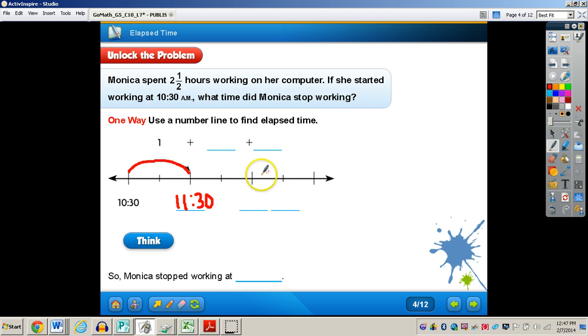Now we're going to go another hour. 11:30 plus another hour will give us 12:30. Now we're just going to go another half an hour, and a half an hour added on to 12:30 would give us 1 o'clock. So we have our 1 o'clock here, and we know that Monica stopped working at 1 o'clock.